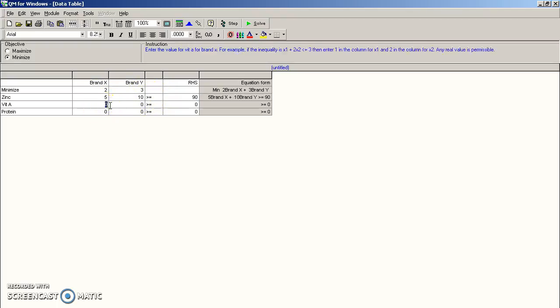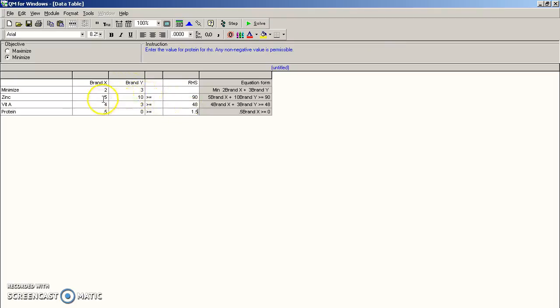For vitamin A, there's 4 units in brand X, and in brand Y there are 3 units, and that's got to be greater than 48 units for the daily recommended amount for these turkeys. And then the amount of protein is 0.5 in every ounce of brand X, and in brand Y, it's 0. And it's got to be greater than 1.5.